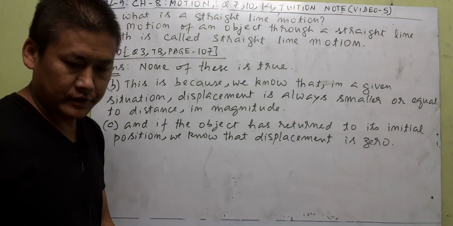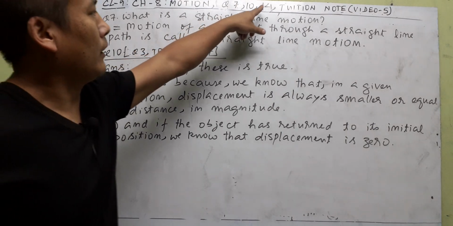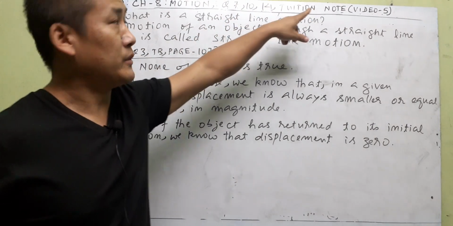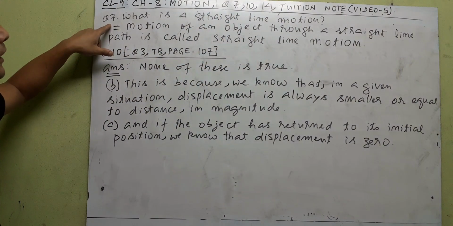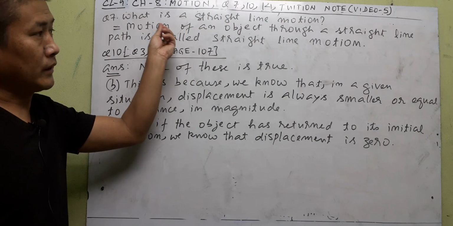Okay, so continue with our chapter, motion. Let's discuss today the 7, 10, and 14 on the tuition note question numbers. 7, let's start with that. What is a straight line motion? These are so easy that we can just look and write it down, okay?